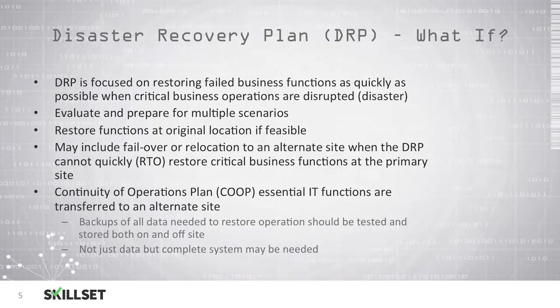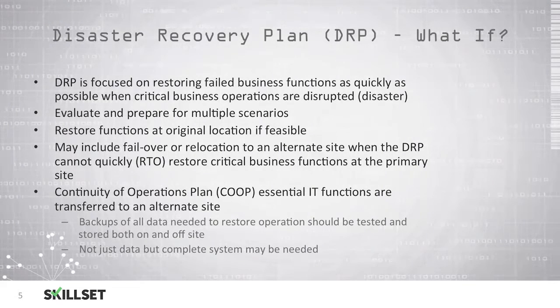Your disaster recovery plan focuses on restoring your business functions as quickly as possible when your critical business operations are disrupted by a disaster or some other type of incident. It will help you to prepare for and evaluate multiple types of scenarios that could occur, and you should plan to restore your functions at the original location if it is feasible. If not, you should have an alternate site that you can fail over to or relocate to when you activate the disaster recovery plan because you are not able to quickly restore your critical business functions at that primary location.